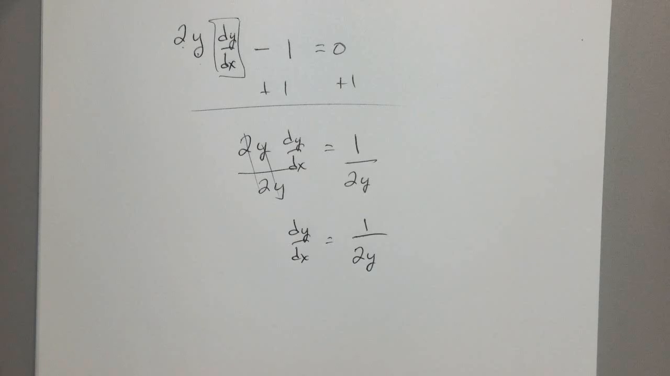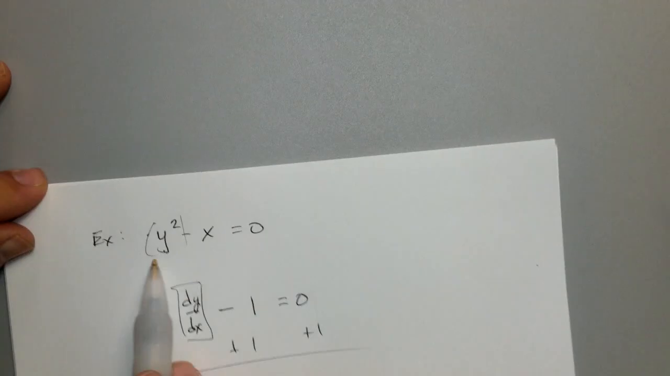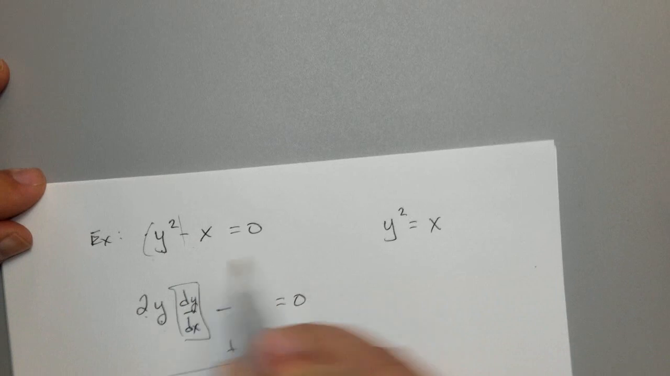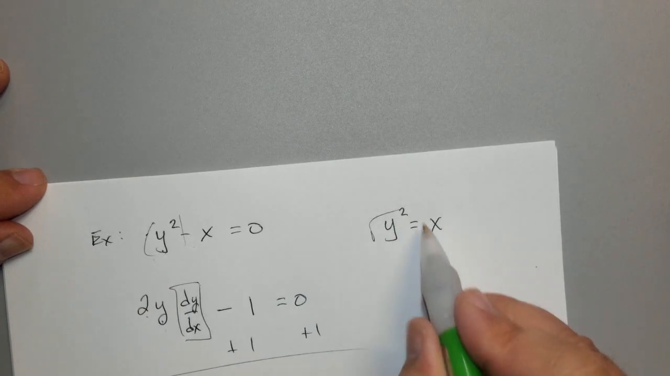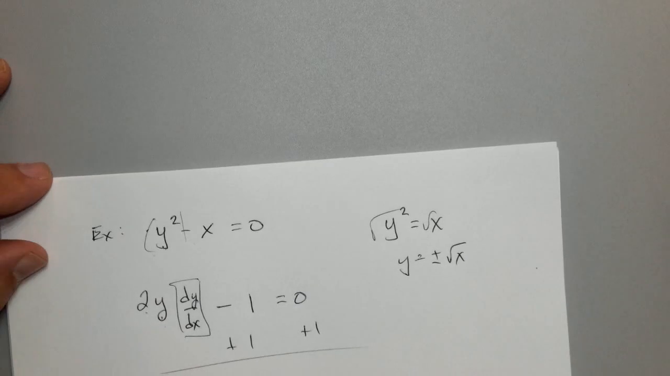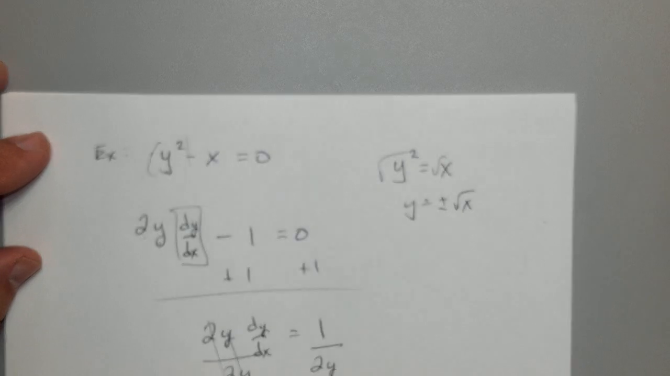Are we done? No. What does y equal? We have to go back up to here. We have to add x to both sides and square root it. So y is equal to plus or minus radical x.